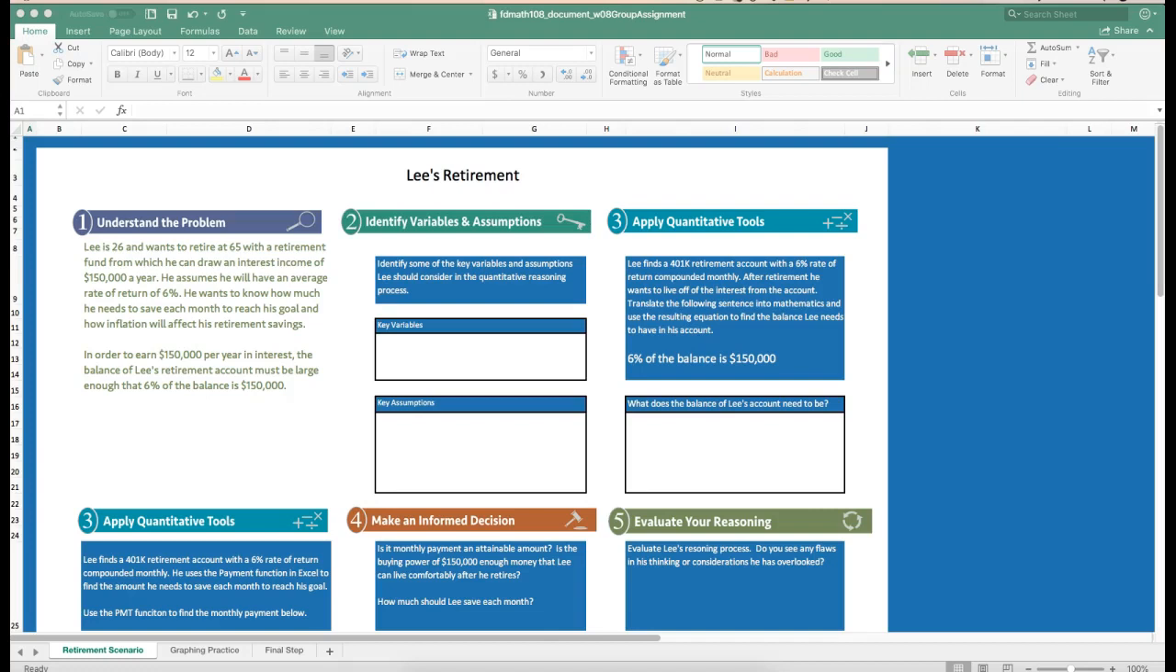I'm going to let you and your group discuss the key variables and key assumptions. Remember, the key variables are the things that affect the calculations, and the key assumptions are the things that I'll give you a little bit, like he will indeed work from age 26 to 65, that he won't have any accidents or injuries, and so forth. Those things that we just assume are going to happen as the problem plays out.